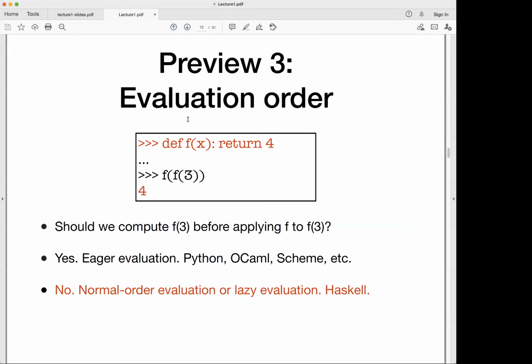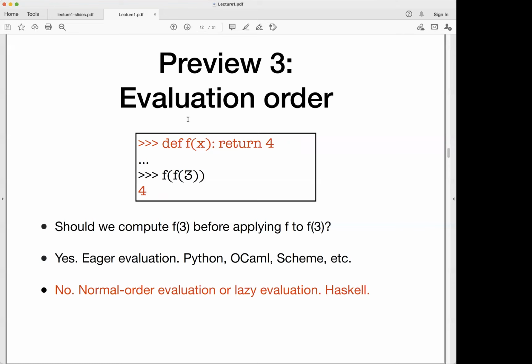If you change the definition of function f so that it's a constant function, it doesn't look at its argument at all. With normal order evaluation, there is going to be only one function called because it doesn't evaluate its parameter, the f of 3. But if you do the eager evaluation, this function call happens twice. So in theory, it's more efficient. In practice, it's not always, but in theory, it's more efficient.